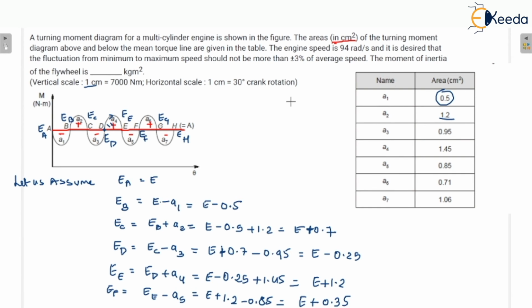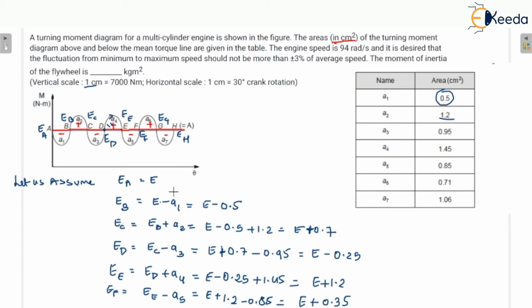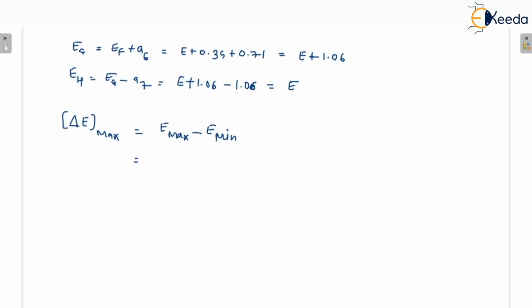Now first we need to calculate the maximum change in energy. That means maximum fluctuation of energy, that is delta E max is equal to E max minus E min. Okay, so what is the value of E maximum? You have to find out the maximum energy value here. You can see here that is E minus 0.5, E plus 0.7, and you can see here that is 1.2 and 0.35, and that is 1.06. So you can see here this is basically a maximum value. Yes or no? This is the E maximum.